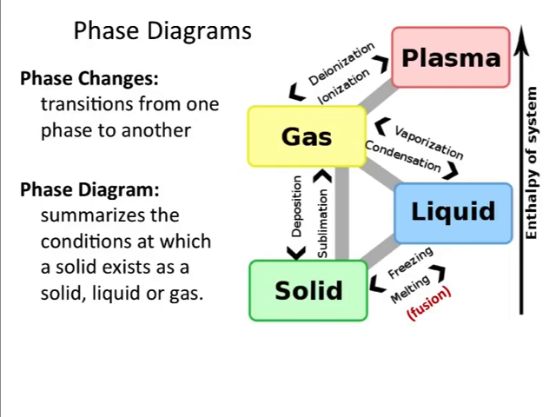If you go between a solid and a liquid, you're freezing or melting, and melting is sometimes called fusion. If you go between a liquid and a gas, you have vaporization or condensation. We've talked about that before. If you take a solid into a gas, that's called sublimation. The reverse process is called deposition. And if you go in and out of a plasma, it's called ionization and deionization.